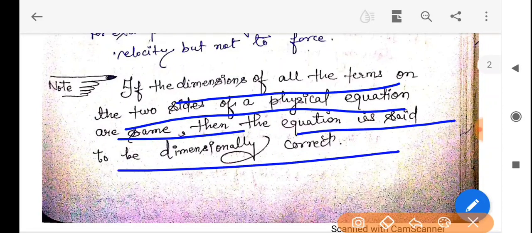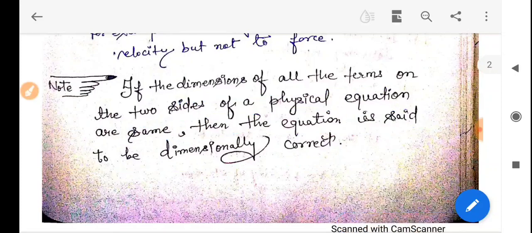We have discussed this. If the dimensions of each term which is involved in a physical relation are the same, in that case you can say that the given physical formula is dimensionally correct.